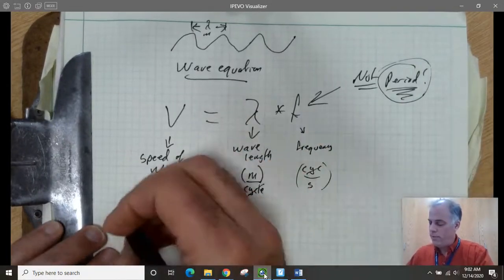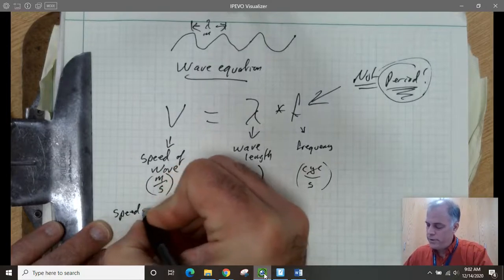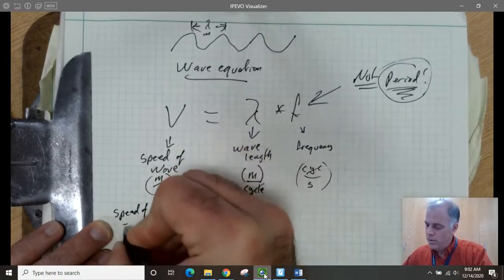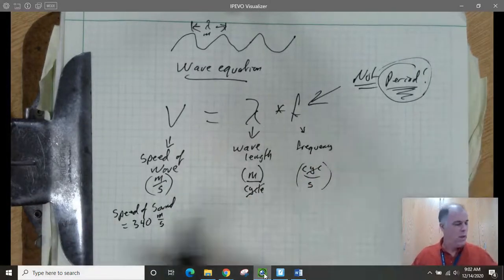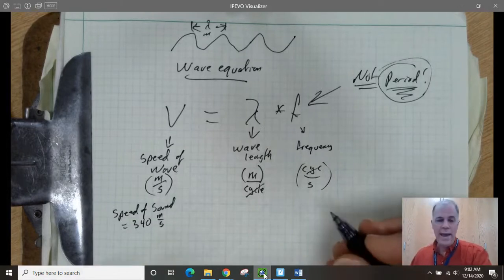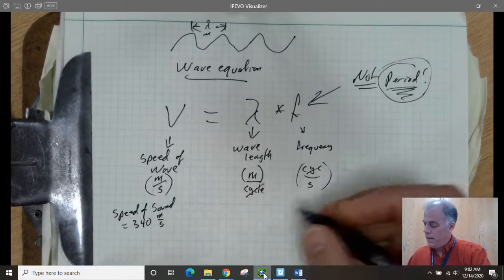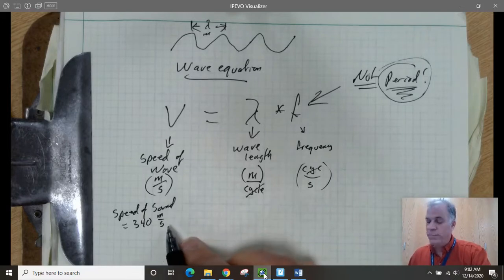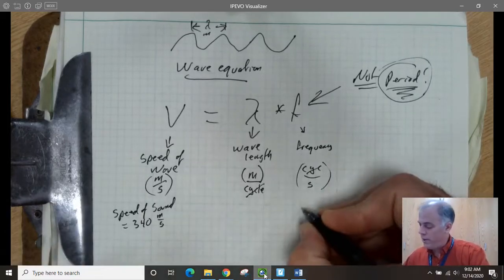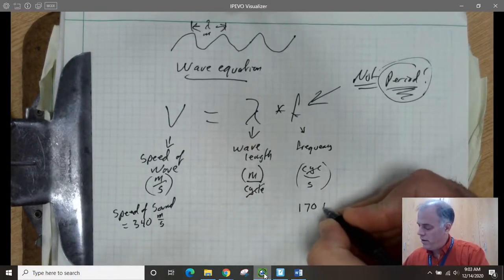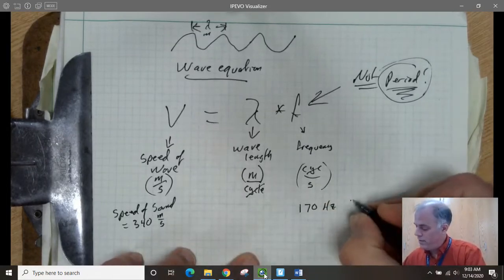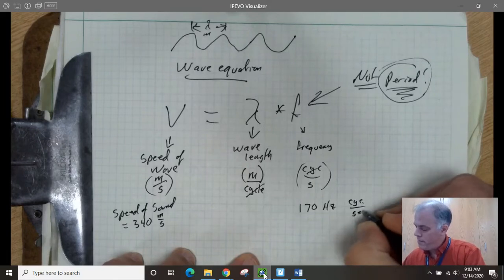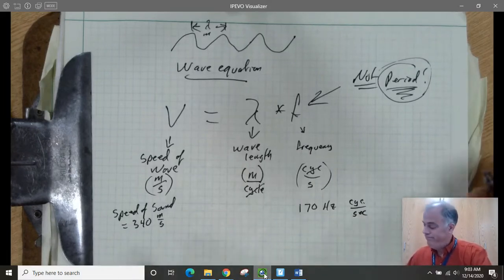Okay, now here's a useful number for you. The speed of sound equals 340 meters per second on a normal day. So suppose that we have the speed of the wave is 340 meters per second because that's the speed of sound. Say that we have a frequency of, let's say, 170 hertz. 170 cycles per second. The question is, what's the wavelength?